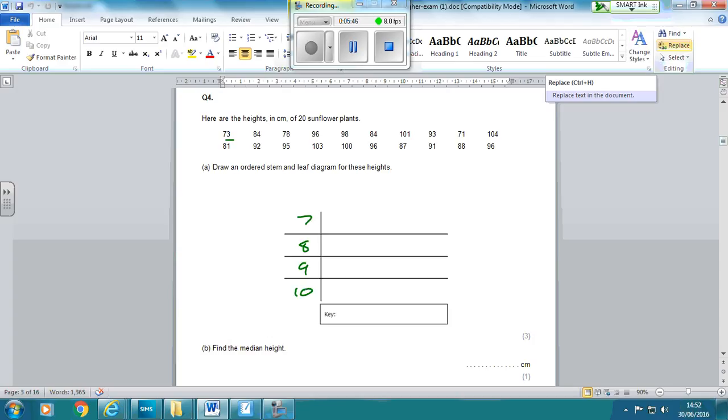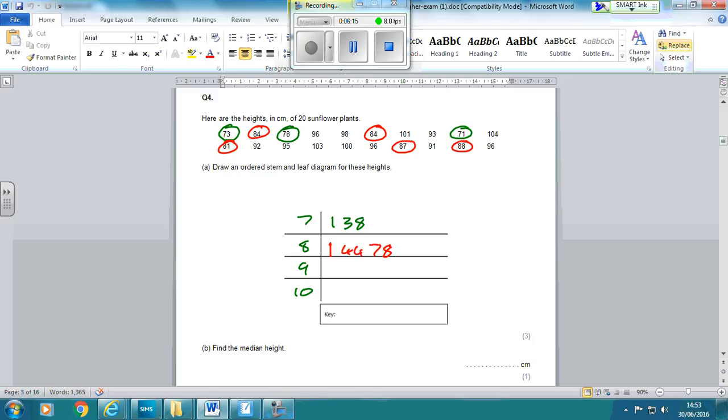Let's have a look at all the ones that are in the 70s. So that's 70, 70, 70s. I think that's all the ones in the 70s. So if you write those in order, that's going to be 1, 3, 8. Okay, let's have a look at all the ones in the 80s now. So 80, 80, 80, 80, and 80. If we write those in order, that's 1, 4, 4, 7, 8.